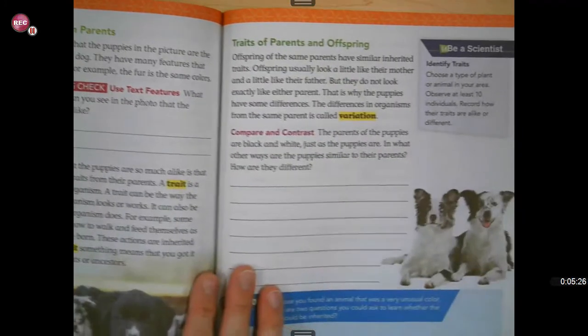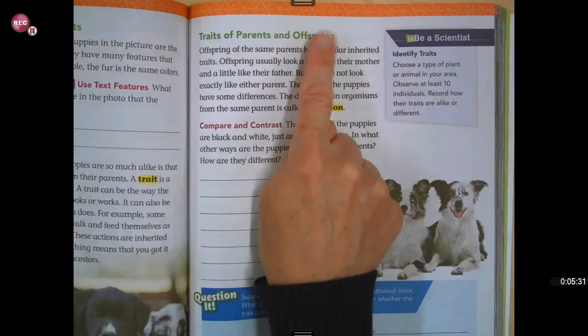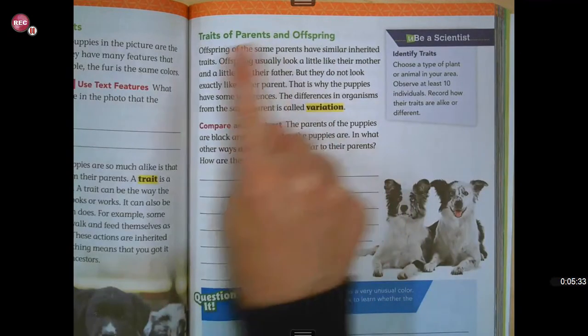Okay, next page. Traits of parents and offspring. And offspring are the babies of the parents.